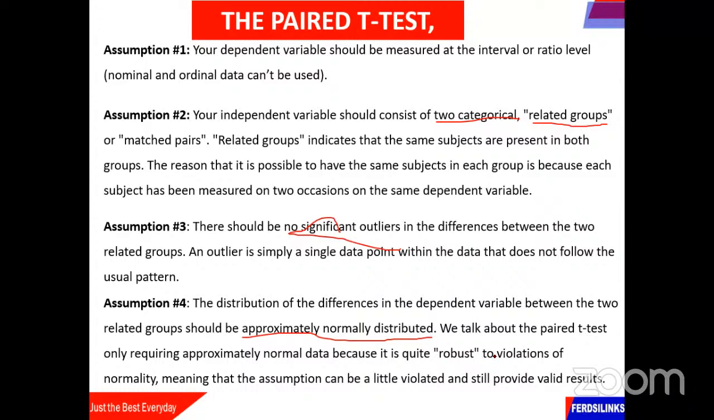Now, we talk about a paired t-test only requiring what? Approximately normally distributed data, because it is quite robust. And so the robust nature of the test means even when the assumption of normality is slightly violated, we still have results that can be reliable. You get it? Yes. I mean, if it's slightly violated. And that's where we also talk about what? Significant outliers and not just outliers.